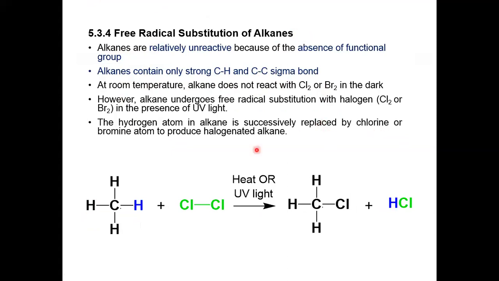However, alkanes undergo free radical substitution with halogens in the presence of UV light. So it's a must to have UV light. If in the dark, no reaction will occur. The hydrogen atoms in alkanes are successively replaced by chlorine or bromine atoms to produce halogenoalkanes. For example, this is methane and you react it with chlorine in the presence of heat or UV light, and you can substitute one of the H with the Cl.